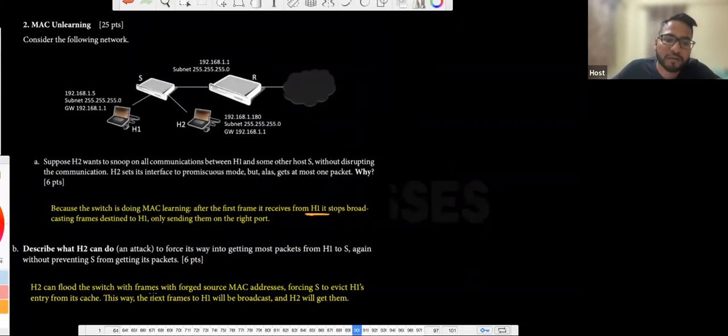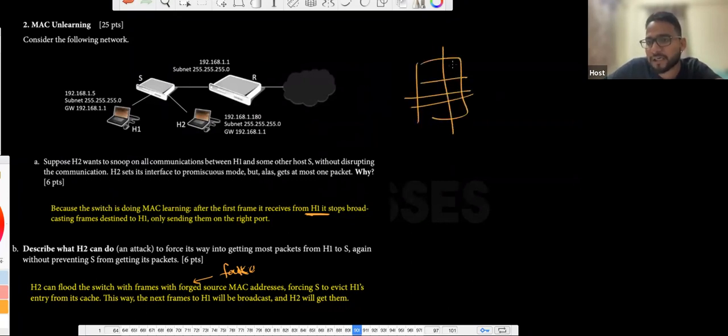So H2 can flood the switch with frames with fake source MAC addresses, forcing the switch to evict H1's entry from its cache. This way, the next frame for H1 will be broadcast and H2 will get it. So basically, the switch will be having some fake MAC addresses saying I'm on port 2, I'm on port 2, and in this way it will not remember H1's MAC address. Okay, I hope that is fine.